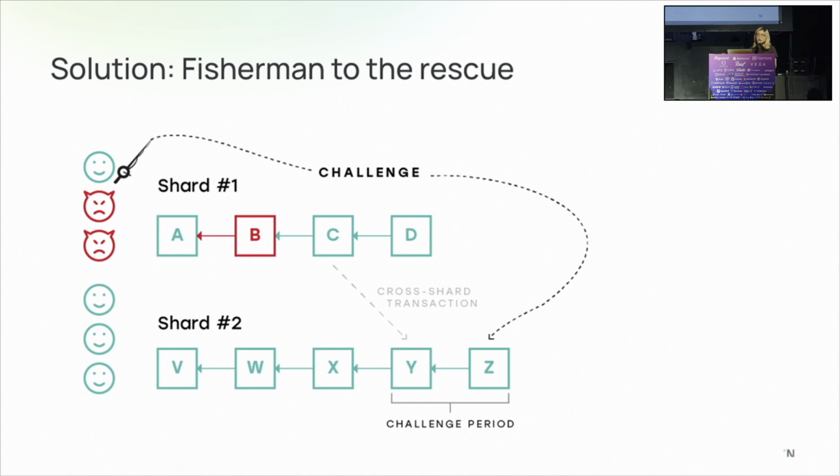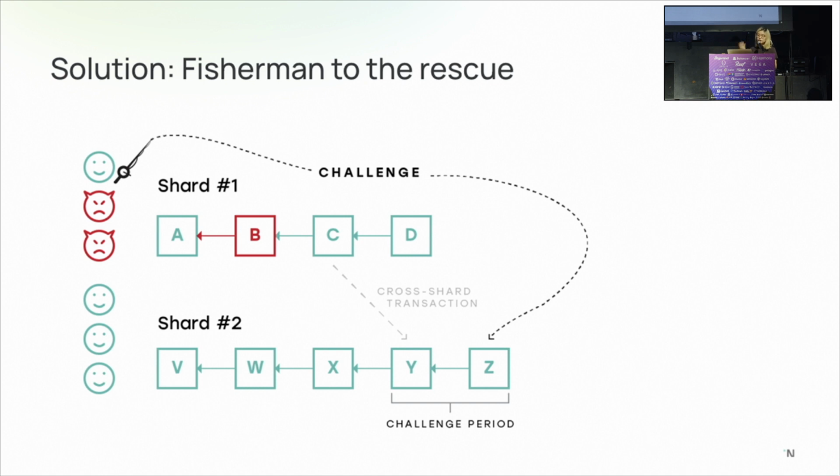Again, there are multiple solutions to this problem, and one solution we use at Near is called Fisherman. A fisherman can be any node in the system. They don't need to be validators. In fact, they don't even need to announce their roles in advance. So there's no way for the malicious attacker to know all of their existence and contact each one of them and bribe all of them.